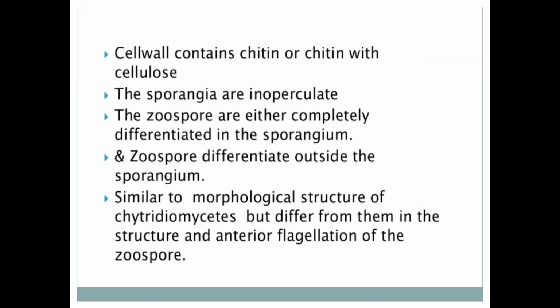The cell wall contains chitin or cellulose. Sometimes, in addition to chitin, cellulose is also present in these members. The sporangia are inoperculate. Zoospores are either completely differentiated inside the sporangium, or they differentiate outside the sporangium. That condition you will also find in some of the Hyphochytridiomycetes members.